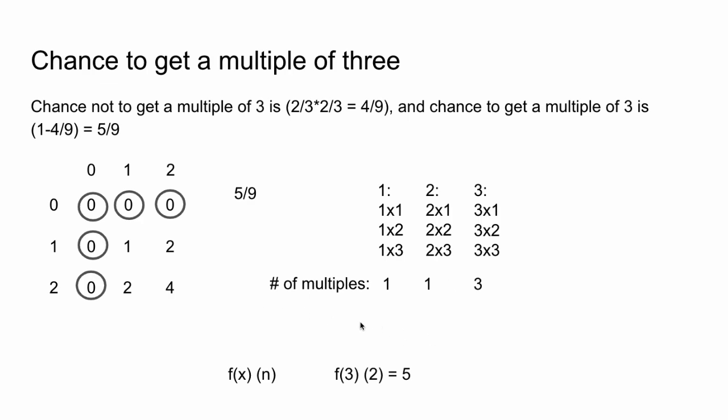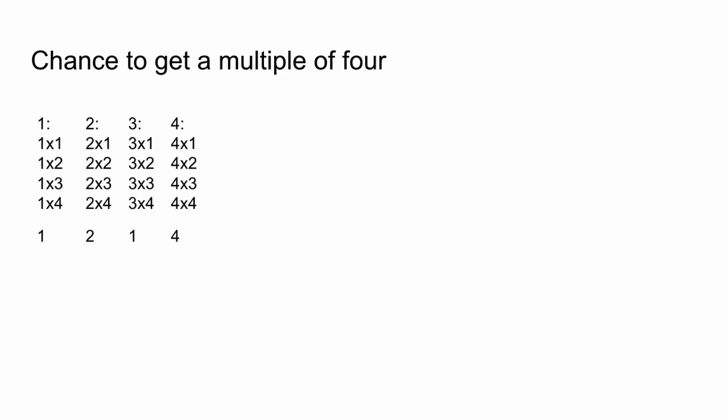And then in this case, I'm multiplying two numbers together, and I want to find the probability it's divisible by 3. So I write it as f of 3, and then n is equal to 2. That's equal to 5. Okay. Now, what about f of 4 for two numbers? We can write out the 4 groups once again.